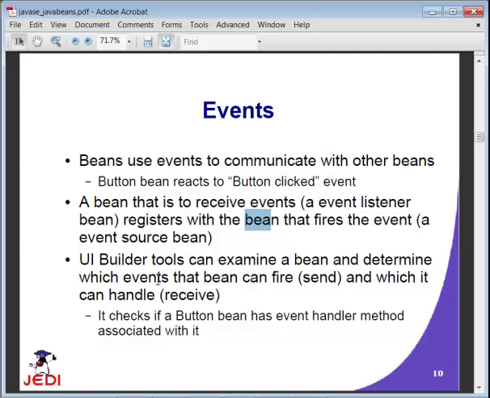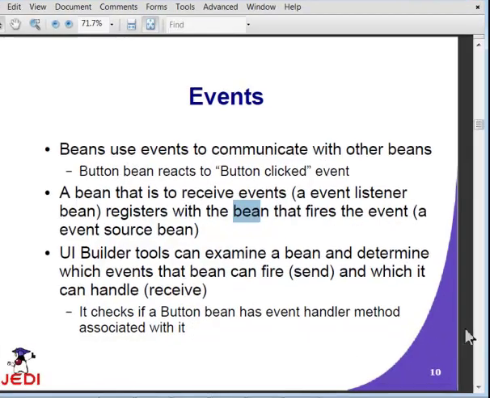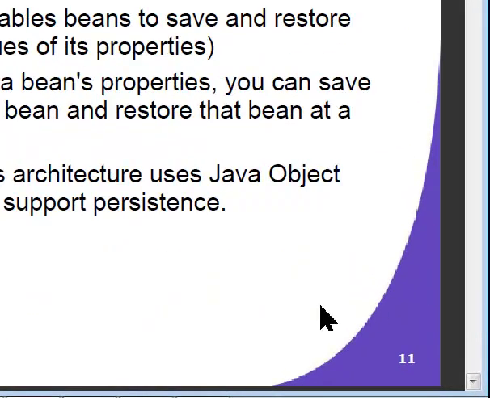UI tools can examine the bean and determine which events the bean can fire and which it can handle. By using introspection, it can see whether the bean has an event handler method or event registration method, and we'll talk about this in the following slide. For example, it can check whether a button bean has an event handler method associated with it. Okay, we'll talk about events in more detail using the hands-on lab.